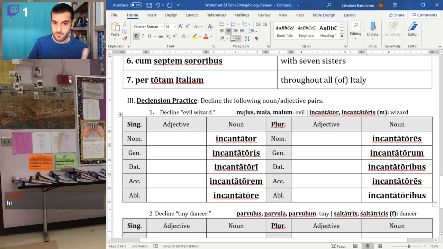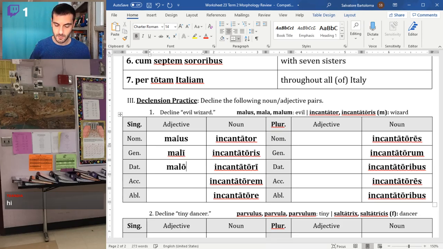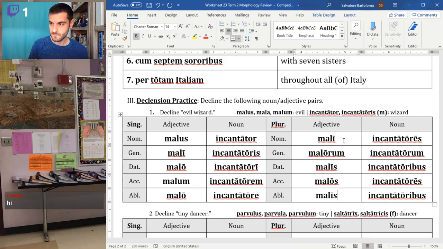Now we look to the adjective. We have malus, we have mala, we have malum. My apologies, it says our there. It should say evil, of course. Masculine, feminine, and neuter forms. Since we're talking about a male wizard, we're going to go with malus. This adjective is second declension. So malus, mali, malo. Malum, malo, which feels so much shorter than incantatore. Mali, malorum, malis, whoa, let's try that again. Malos and malis. So the noun and the adjective are different declensions. Okay, cool. Malo incantatore.